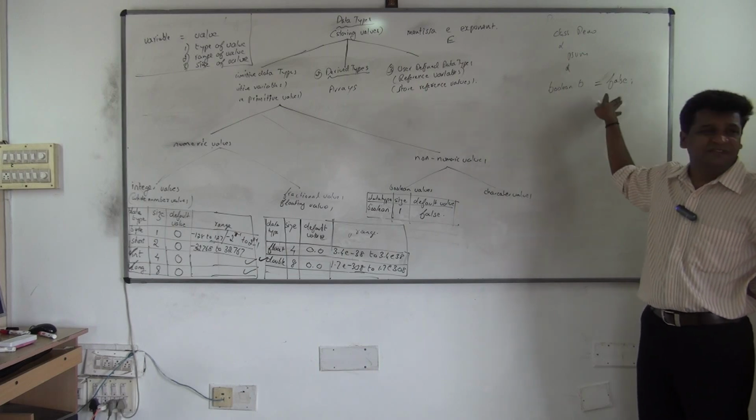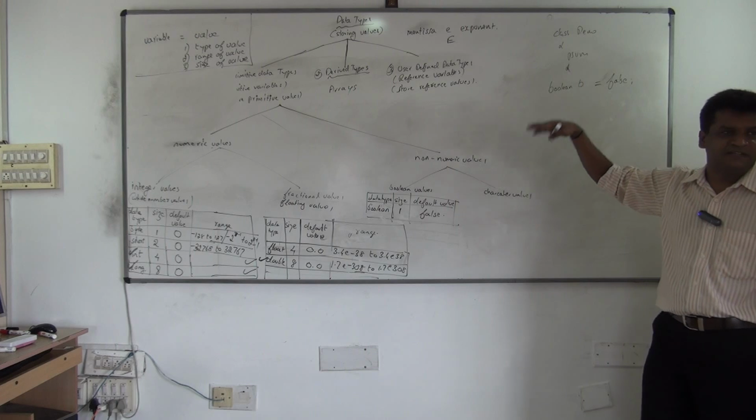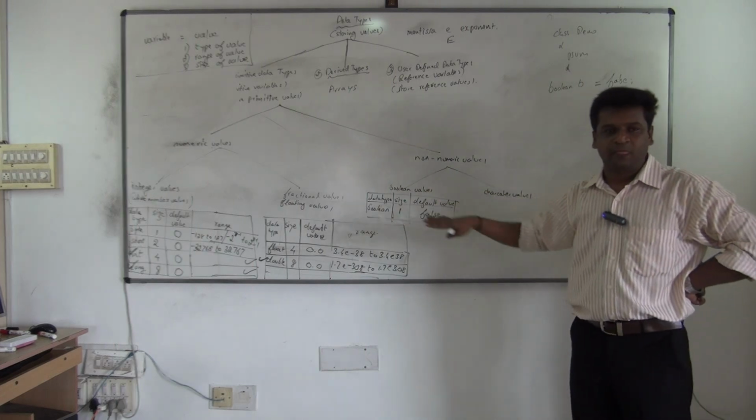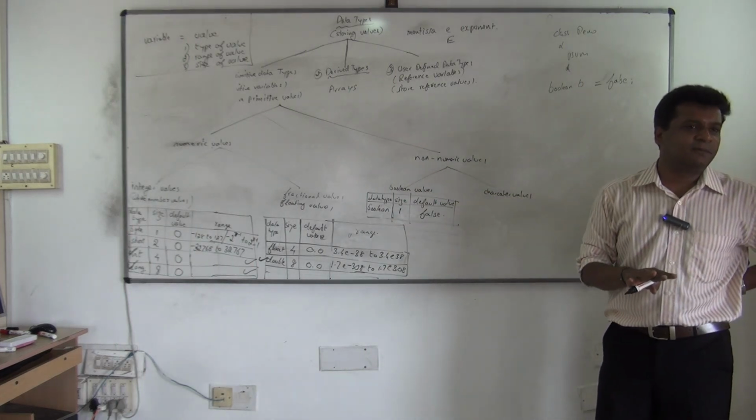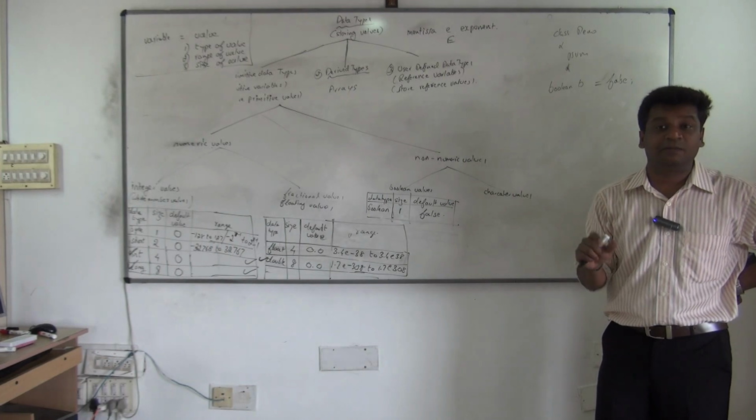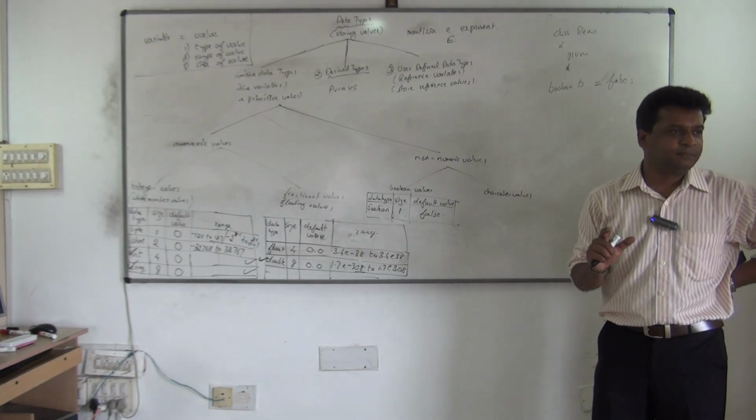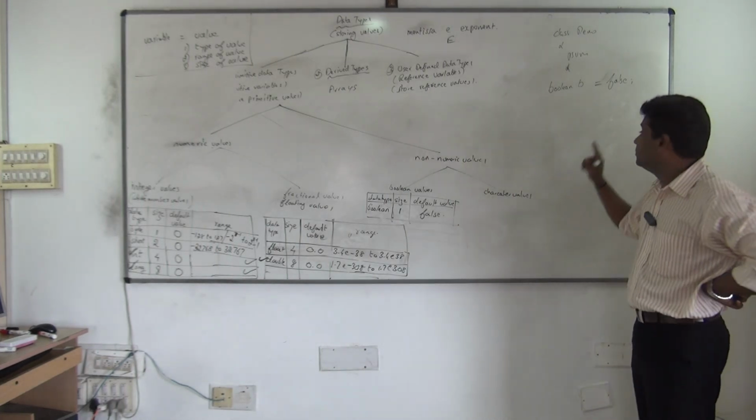So here, range and size and all don't come. Range and size will come only for what? Numeric. So the first basic thing that is going to be applied is, when you want to store a value into a variable, the type of value is very, very important. Understood? So it will store now.